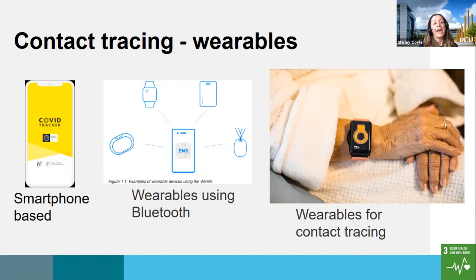But not everybody uses a smartphone. So that technology can actually be put into wearable devices, like in a bracelet or on a watch, or on a piece of jewelry you put around your neck. So for populations that wouldn't necessarily use smartphones, like children or the elderly who are based in nursing homes, wearable technology could be used to see if somebody has been within 2 meters of a positive case or not.